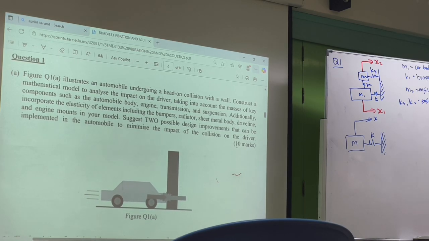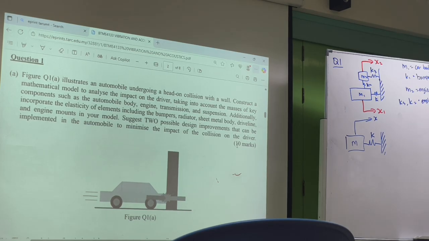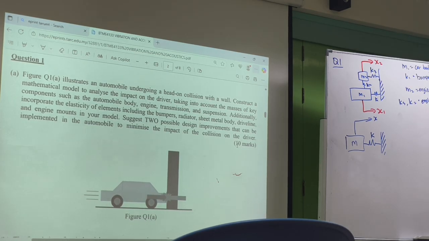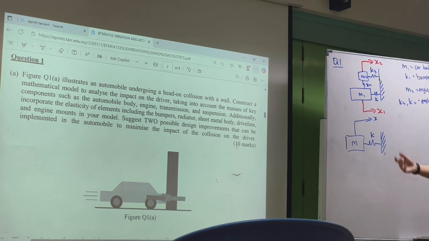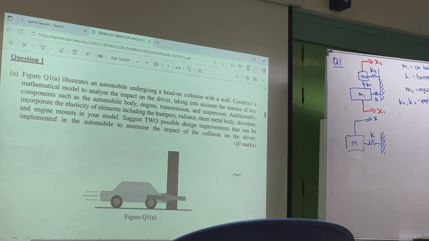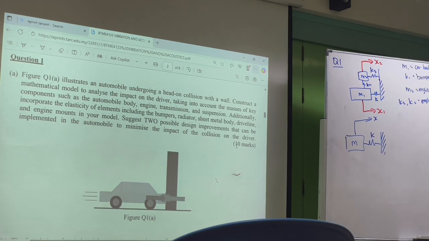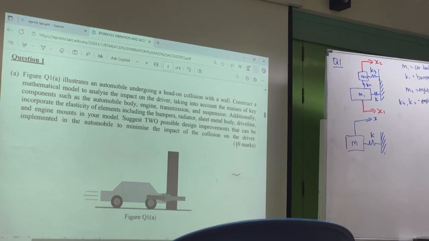Any suggestion? How do you want to reduce the impact? Increase crumple zone. It means that you add thickness, so it can absorb the impact, so it won't reach the occupant and driver. What else? Reduce mass. Okay, reduce mass.